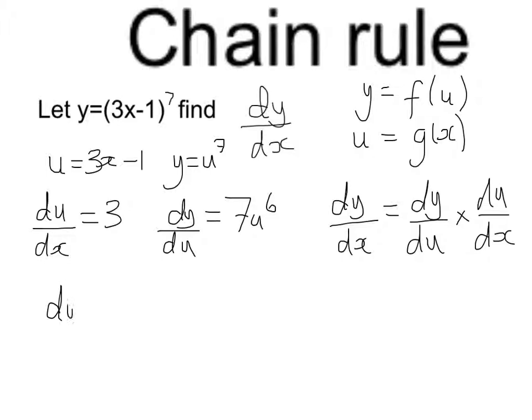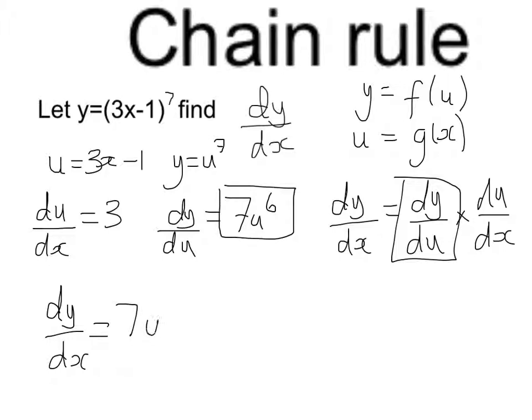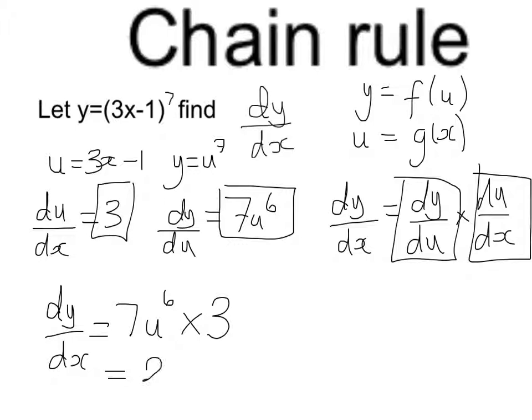So dy by dx is dy by du, which is this thing, 7u to the power of 6, multiplied by du by dx, which is this, multiplied by 3. This is 21, but instead of u I can substitute in my initial value of u, which is 3x minus 1, to the power of 6, and that's the differential.